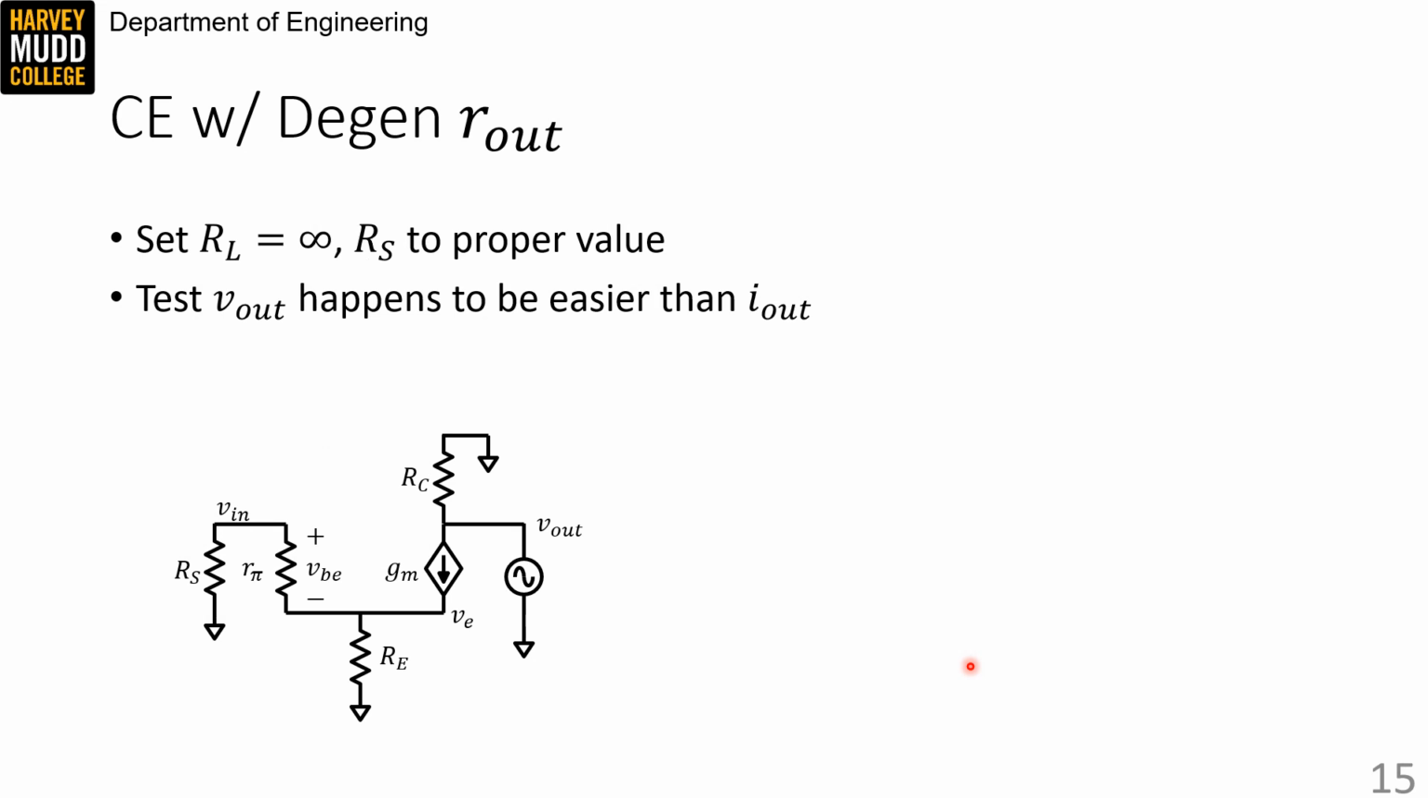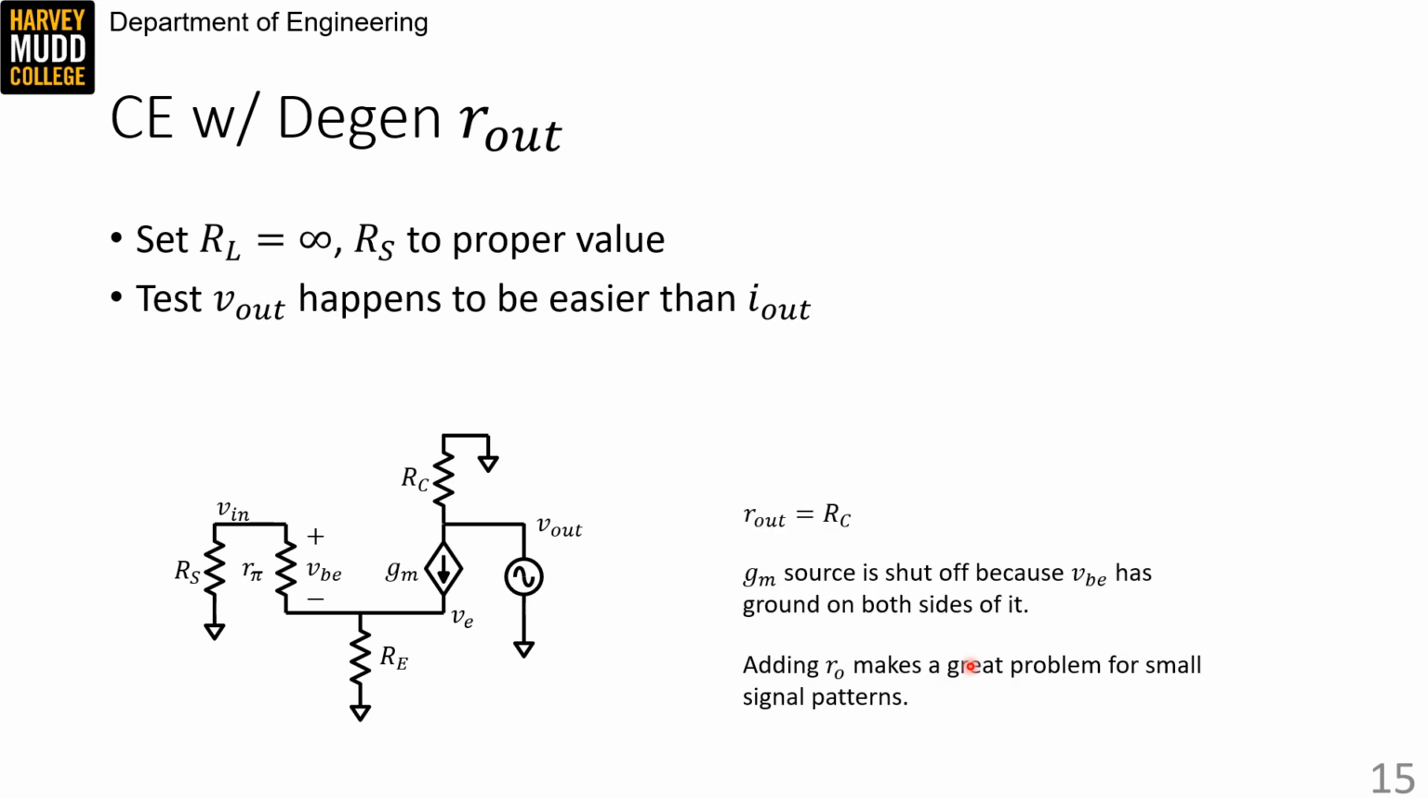Finally, we're going to find R out of the emitter follower. Our R out test conditions are an infinite load resistance, so that it doesn't steal any current from our output, and an RS that's normal for the amplifier. We're choosing to use a test voltage source for this analysis because it makes our life easier. Pause the video and try to find R out. Okay, R out is just RC.